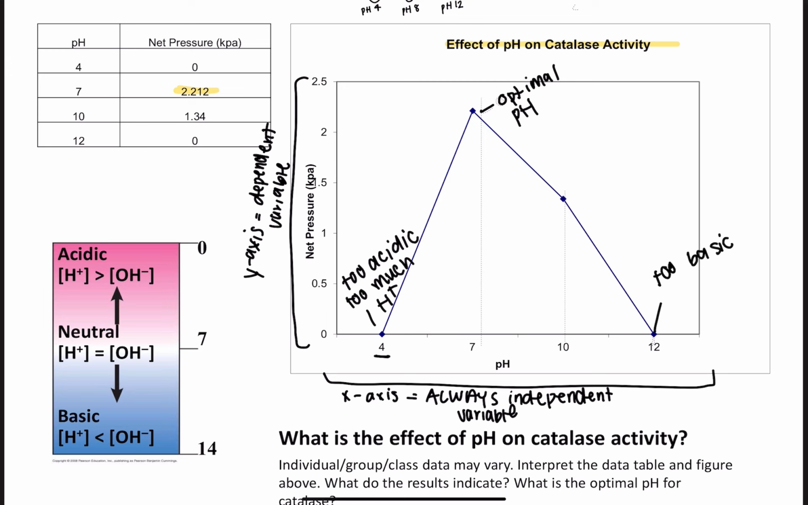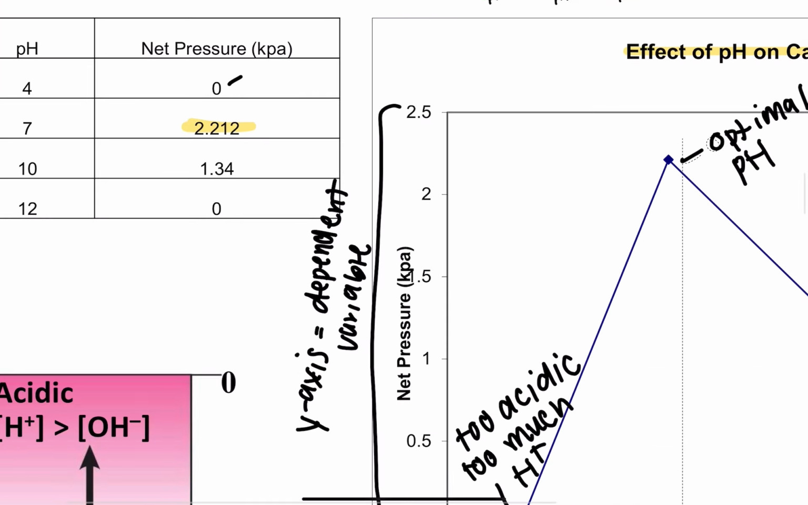What that means is that we have too many OH-, which are also going to denature the enzyme. So here we have denaturation at pH 12, and then at pH 10 we have reduced activity, and at pH 7 we have optimal activity.